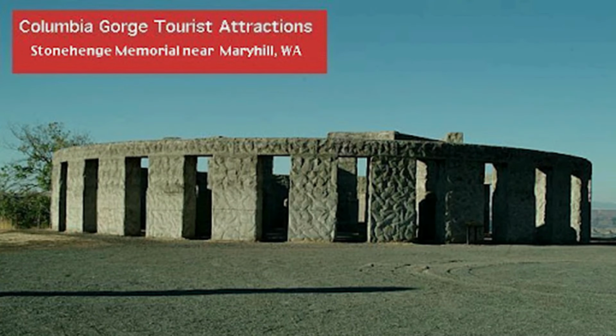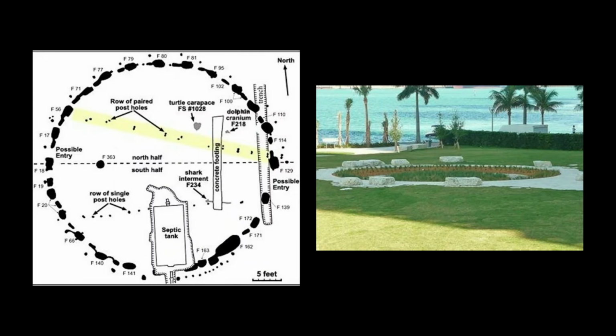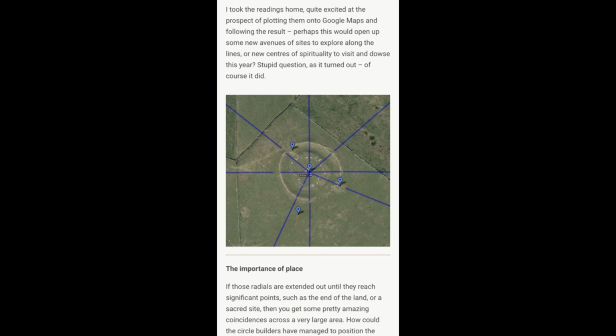There's even a perfect Stonehenge in Washington state, but it was said to have been built as a war memorial between 1918 and 1929. And the Miami Circle was discovered in 1998 in downtown Miami, Florida, when the building complex sitting on top of it was torn down. It had a septic tank in it too. In 2002, it was listed on the National Register of Historic Places, and in 2009, it was declared a National Historic Landmark.